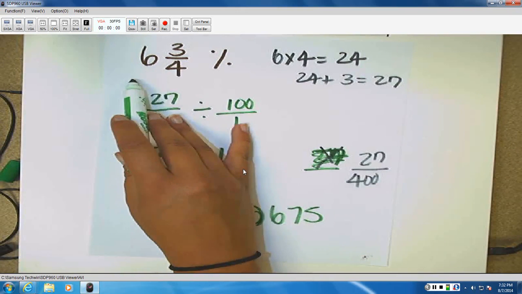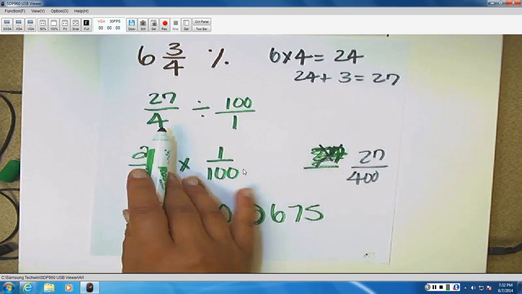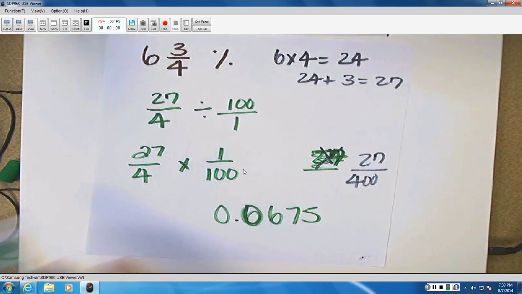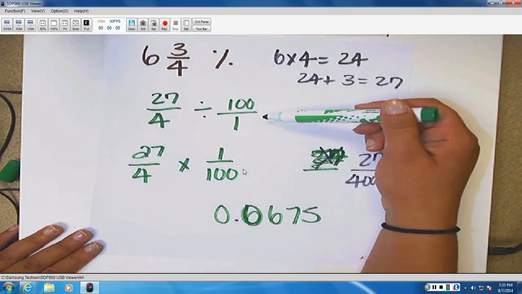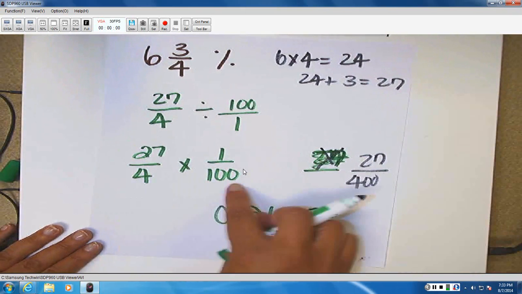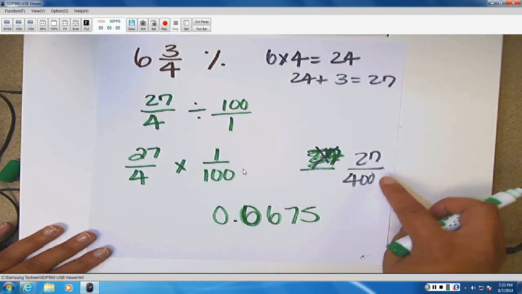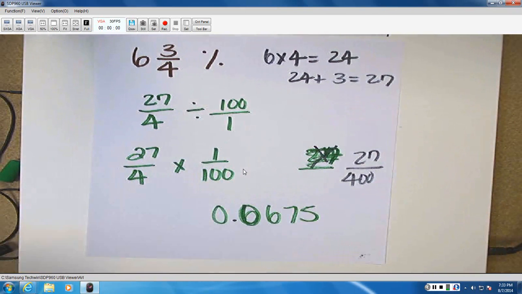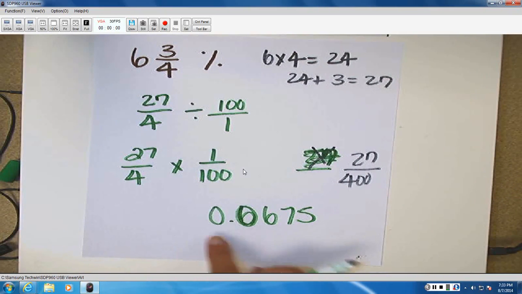So I took 6 3/4. I took that mixed number and I turned it into an improper fraction, and then I set up my equation. You take your fraction, you divide it by 100. In doing so, you end up multiplying by 1/100. And I ended up with 27/400. Then you just divide that. You divide 27 by 400, and that decimal you get is your answer, which was 0.0675. We will, of course, do another one.